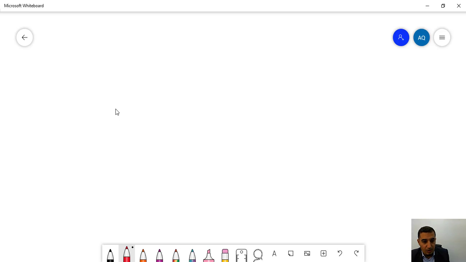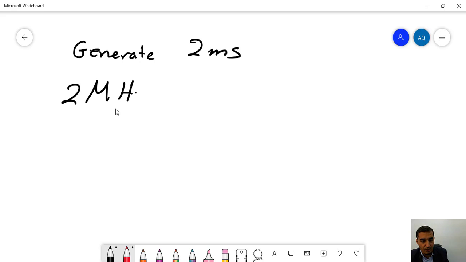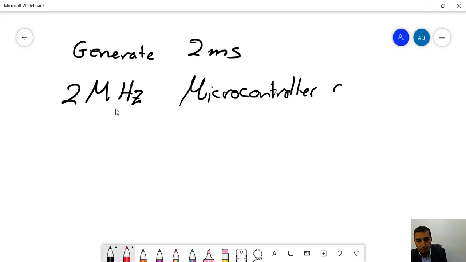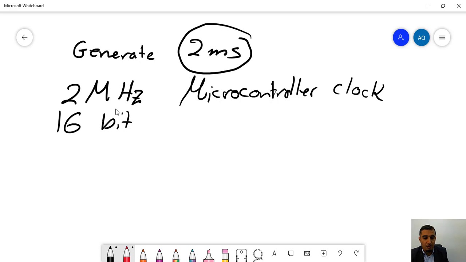Okay? So we want to generate a 2 millisecond signal using a 2 megahertz microcontroller clock, and using a 16-bit timer counter. Now, we need to know how many counts we need to get 2 milliseconds out of the 2 megahertz.